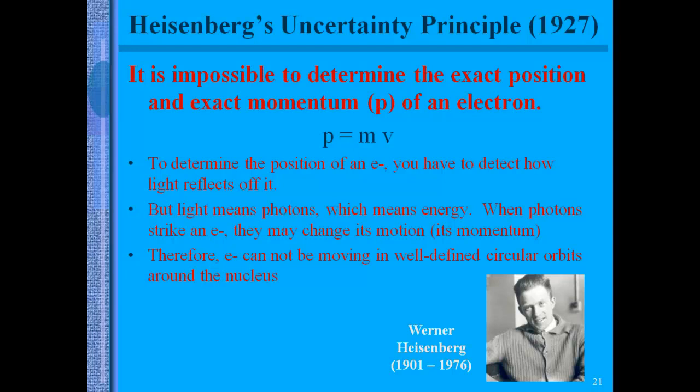Electrons are constantly emitting and absorbing different amounts of energy, and because of this, it will change their location and their momentum in the atom. So we can never know both.